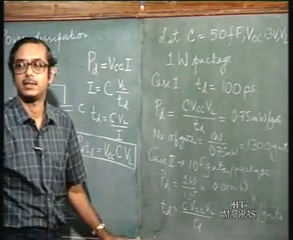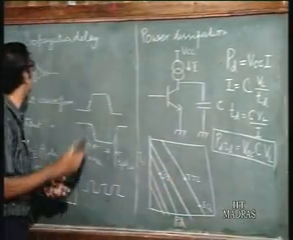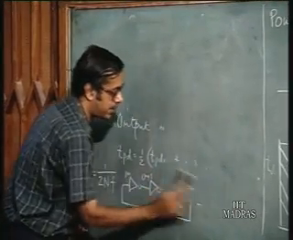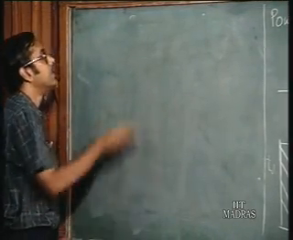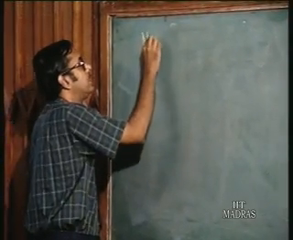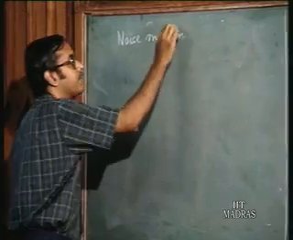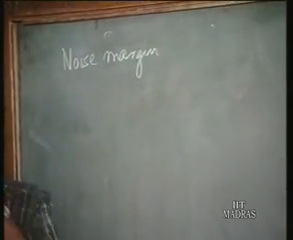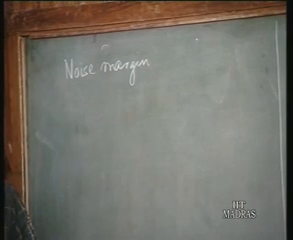That is noise margin. That is the third one. All right, let us start here. The noise margin is also a very important characteristic of a logic family, and it tells you how much noise the particular circuit can tolerate, if you are using it in a noisy environment.